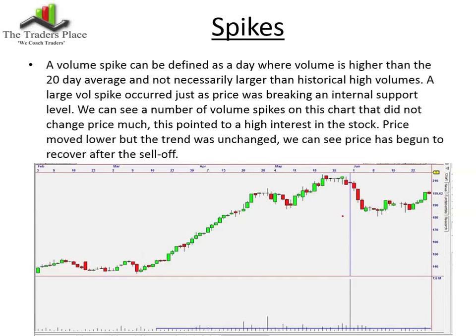So we're just going to look at spikes quickly. A volume spike can be defined as a day where the volume is higher than the 20-day average, and not necessarily the largest spike in history. A large volume spike occurred just as price was breaking an internal support level over there, and we had this massive volume spike. It's not part of that line. It's actually the volume on the day, 7.5 million shares traded.